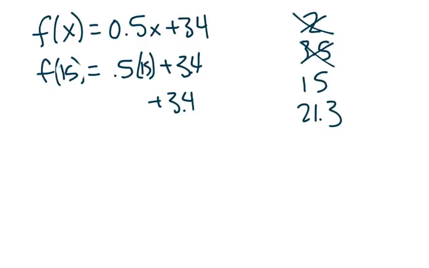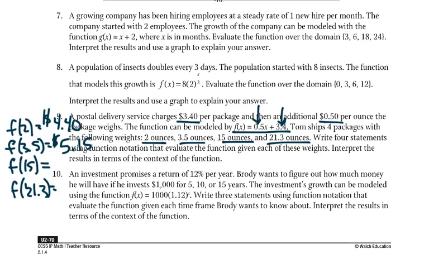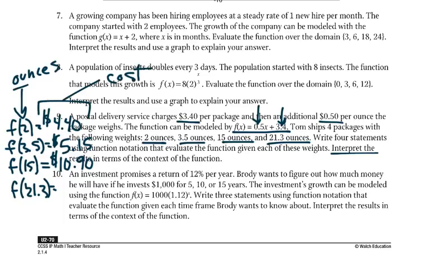So f of 15, we get 0.5 times 15, which is 7.5, using my calculator, plus 3.4 gives us $10.90. So for a 15-ounce package, you'd spend $10.90. I'm also interpreting the results as well. The input was the ounces. The output was the cost. And that's basically the best way to interpret it.